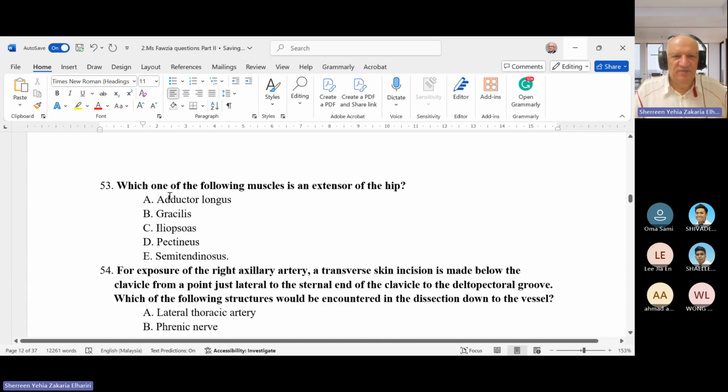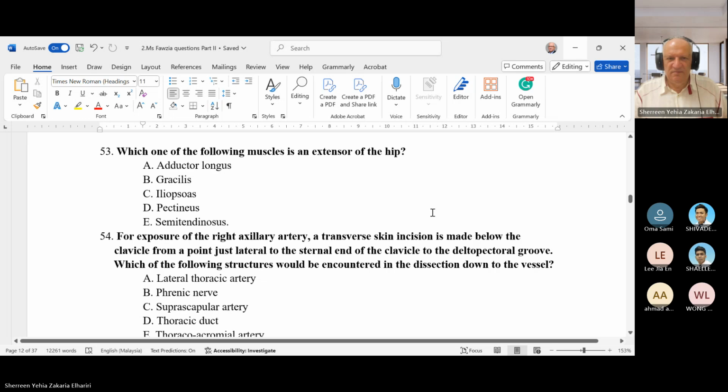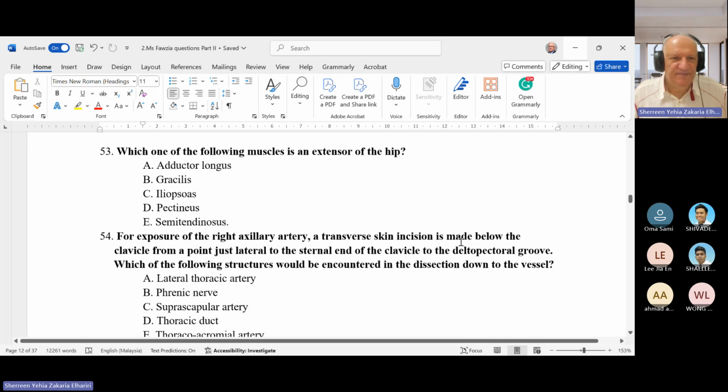Okay. Which one of the following muscles is an extensor of the hip? What is the extensor of the hip? Semitendinosus. Okay. By the way, it is important to remember that the iliopsoas muscle is inserted in the lesser trochanter of the femur, and the iliacus muscle is supplied by the femoral nerve, and the psoas muscle is supplied by lumbar 1 and 2. So it is one united muscle, but each part is supplied by a separate nerve.